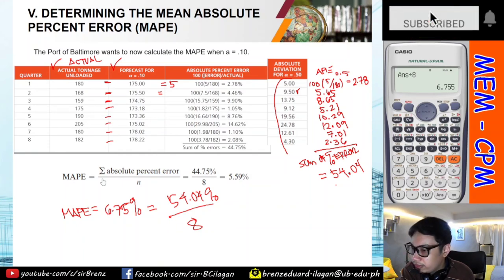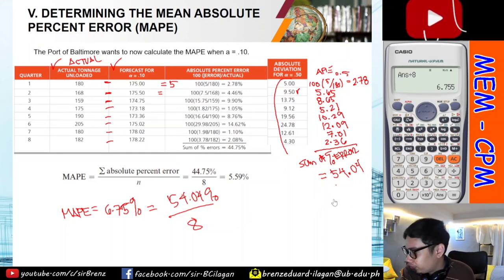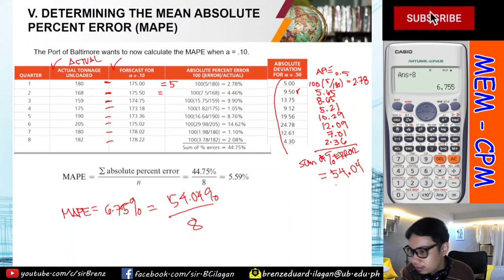So 6.755. So, mali na naman yung libro. So okay siya, ano? Bakit naging ganyan? Anyway, at least, dikit na sila. Yun na rin yung tama yan.